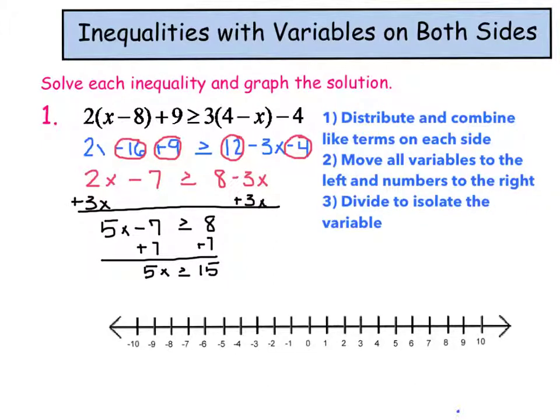And last, I divide by 5 to isolate the variable. Since 5 is a positive number, I don't need to flip the sign. So my final answer is x is greater than or equal to 3.